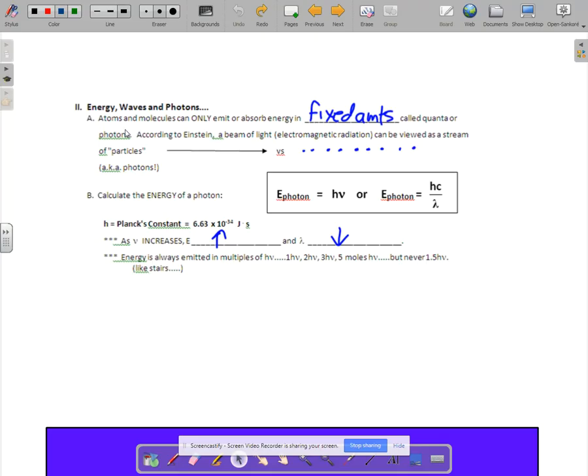All right, so atoms and molecules can only emit or absorb energy in fixed amounts, which we are going to call quanta, or photons, which is a much more common word. This is part of Einstein's work as well. According to Einstein, you can look at energy or electromagnetic radiation two different ways.